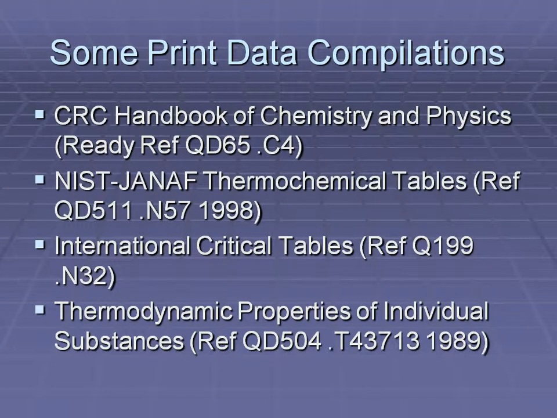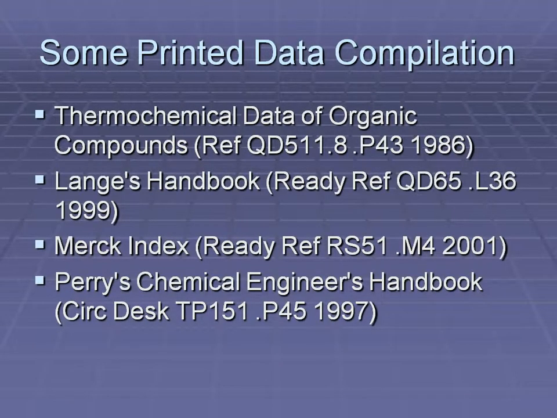Okay, here are some examples of print data compilations that we have here in the NJIT library. The call number is where it's physically located in the library. Even though they're a little old now, the data in there is still valid. Okay, a couple more here on the next page. Certainly the chemical engineers who are seeing this are very familiar with Perry's Chemical Engineers' Handbook.